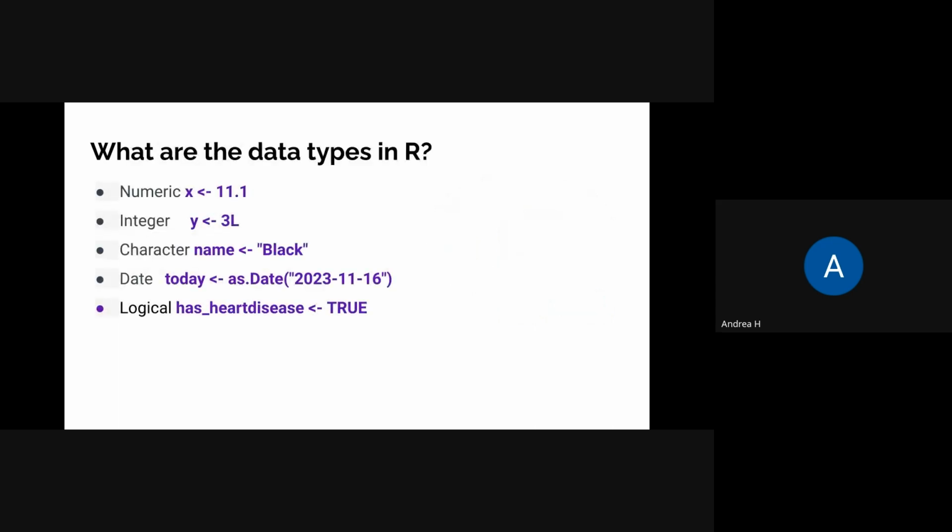And here's an overview of some of the data types in R. We have numeric, we have integer, we have character, which is like a string. We have dates. We also have date times, but I didn't include that. And logical, which is basically a Boolean.